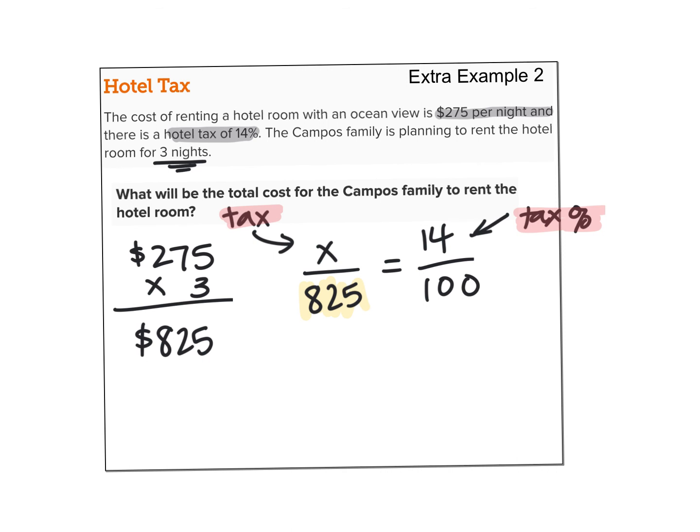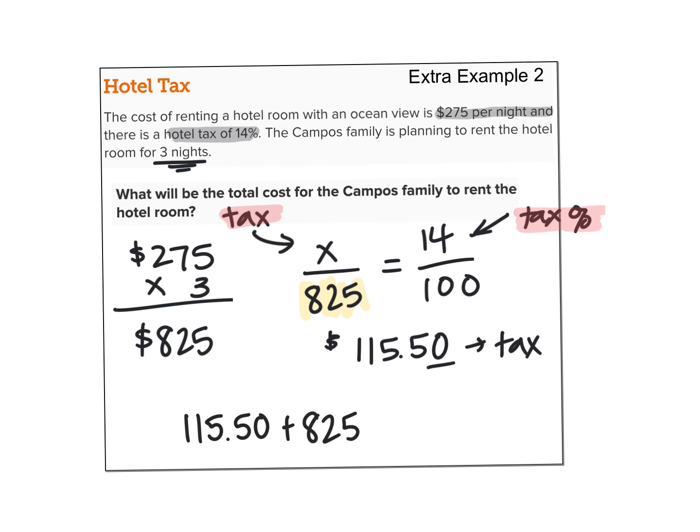I end up with 115.5. Now this is money, so I need to put a 0 on the end. So that's just my tax. I'm paying $115.50. Now to get my total, I'm going to have to add $115.50 plus that $825. So I'm going to add that up. I end up with $940.50 for what I'm going to pay for those nights at the hotel room.